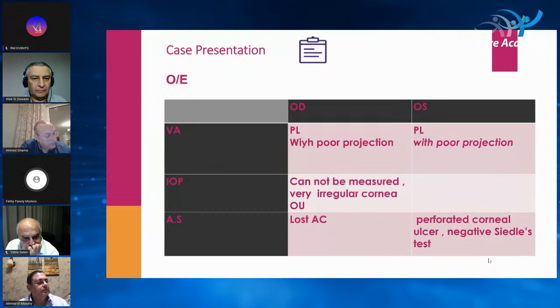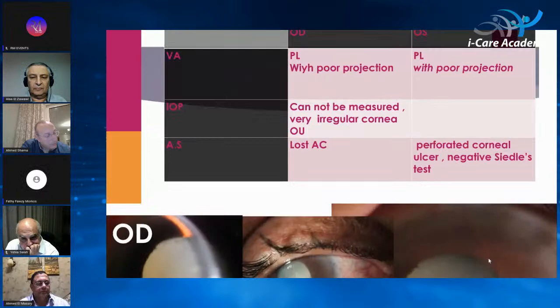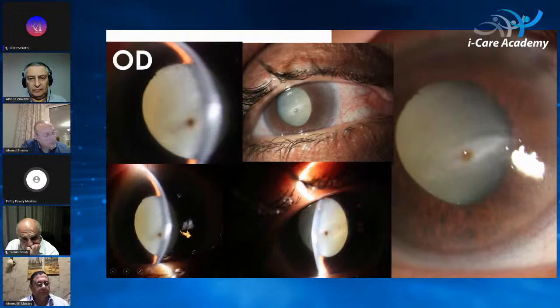And on examination, the vision was PL with poor projection in both eyes. The intraocular pressure could not be measured because of the very irregular cornea, and the anterior chamber was lost in the right eye. And she had a perforated cornea in the left eye, but with a negative Seidel. This was her right eye, and you can see now the perforation here in the cornea with a sign of iris tissue here.